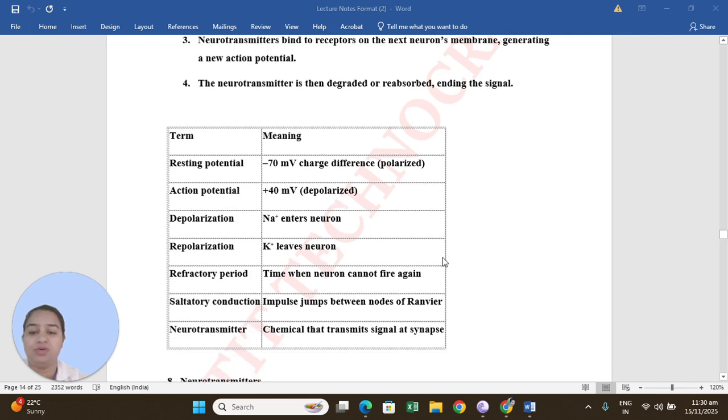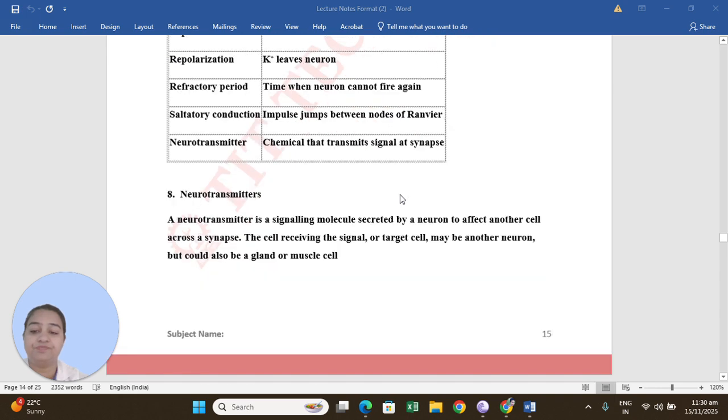So having understood this chart, you can memorize it. It is very important. All the values are given here.